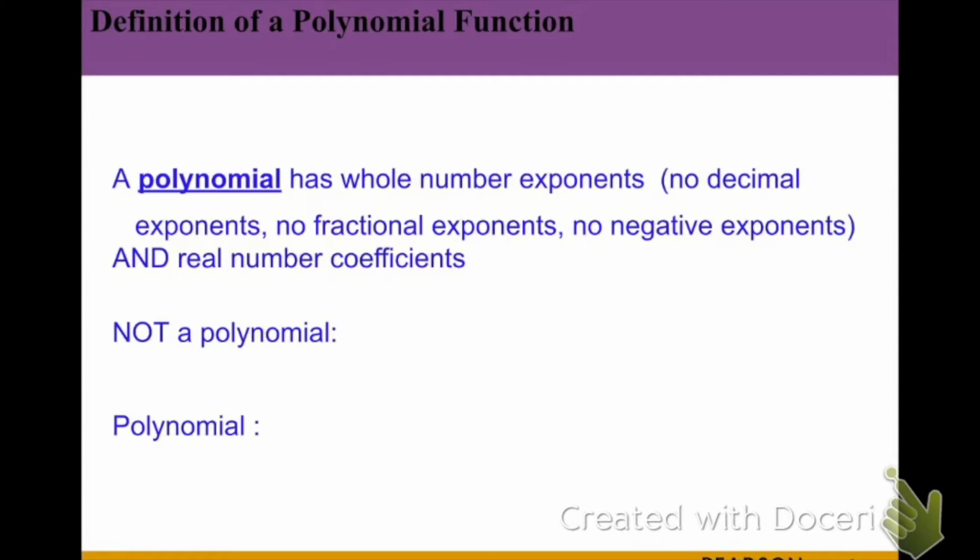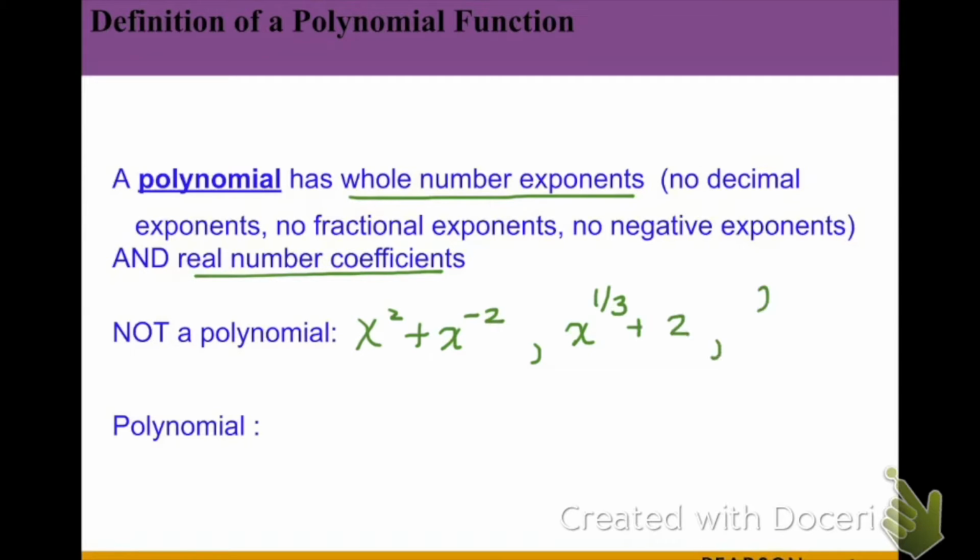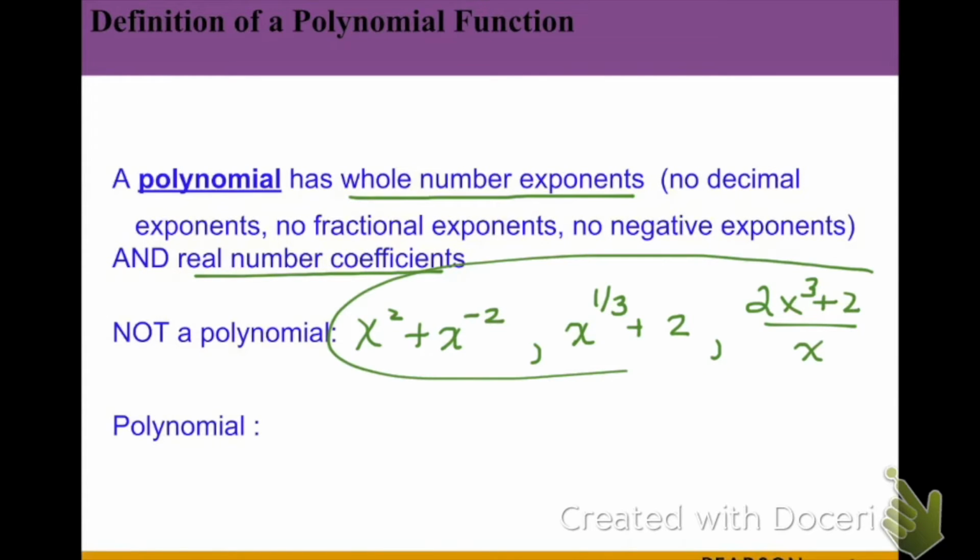Let's recall from before that a polynomial is a string of terms that consist of whole number exponents, so no decimal exponents, no fraction exponents, and no negative exponents, with real number coefficients. Examples of some not polynomials would include x squared plus x to the negative 2 power, x to the 1/3 power plus 2, and 2x cubed plus 2 over x. These are all not polynomials because they do not have those whole number exponents.